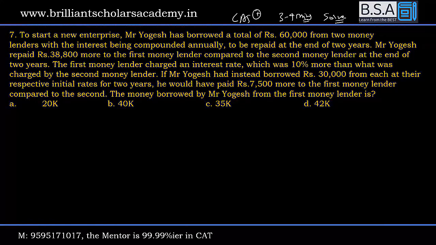If Mr. Yogesh had borrowed rupees 30,000 from each at their respective initial rates for 2 years, he would have paid rupees 7,500 more to the first money lender compared to the second. Money borrowed by Mr. Yogesh from the first money lender is?